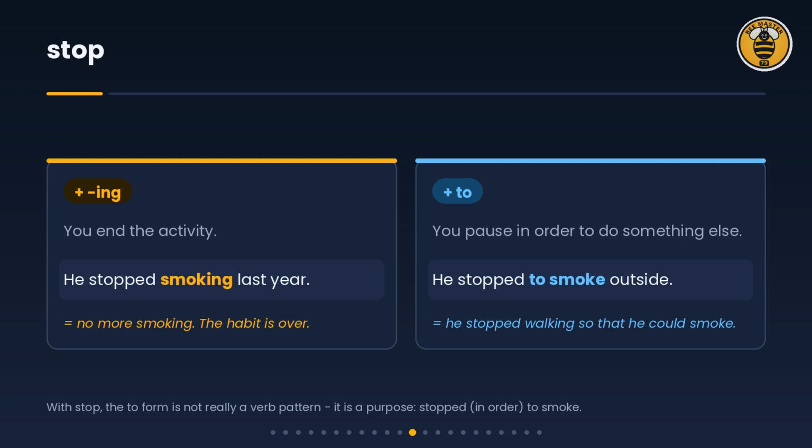Stop is the classic example, and the difference is dramatic. He stopped smoking last year. That means he quit. The habit is finished. He stopped to smoke outside. That means the opposite. He interrupted what he was doing so that he could have a cigarette. Here is the trick that makes it permanent. With stop, the to form is not a verb pattern at all. It is a purpose. He stopped in order to smoke. If you can insert the words in order, you need to.